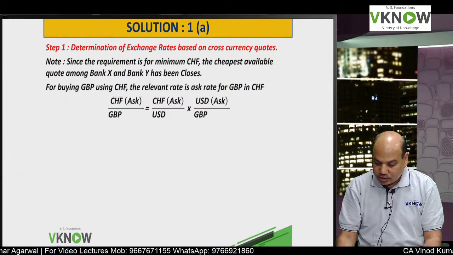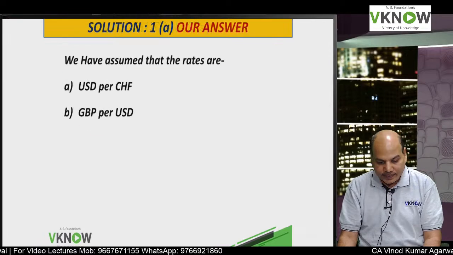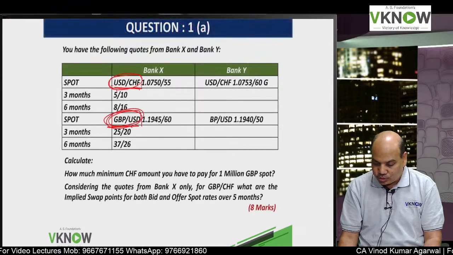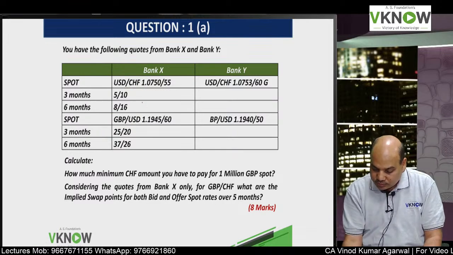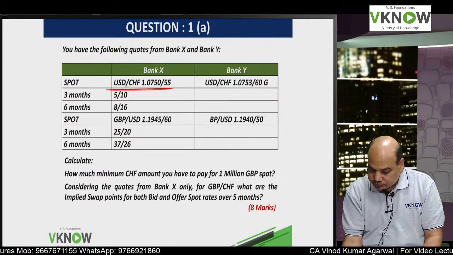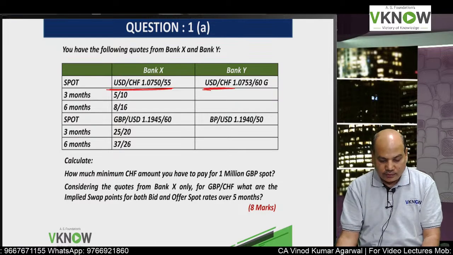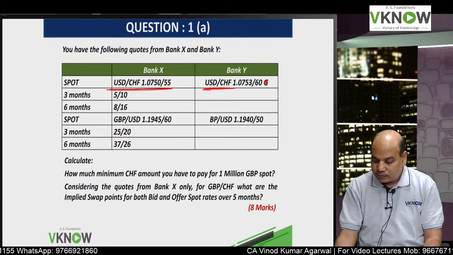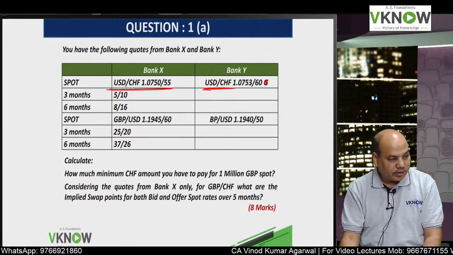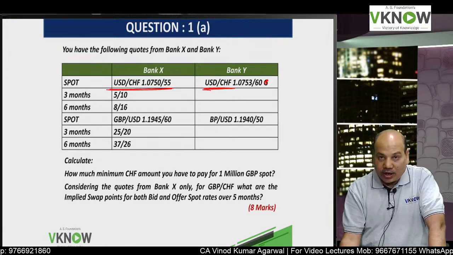Okay. Now remember, I need to find the ask rate. The student will go to the question. This is the question. Now these are the rates for USD per CHF. You have to tell me. Let us see who will give the correct answer. And I need the ask rate.